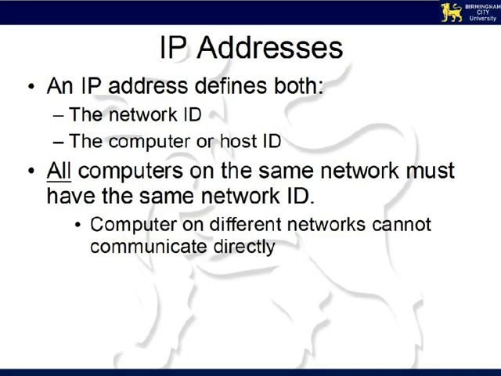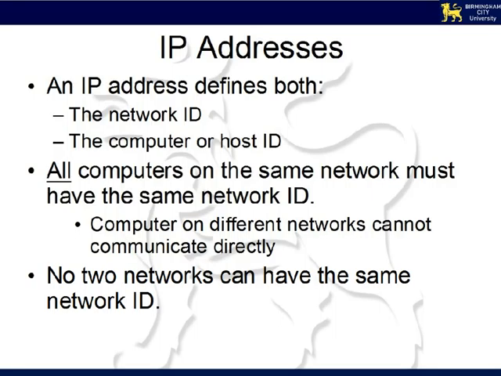So the reason why this is important is that all computers on the same network must have the same network address. If they do not have the same network address, they cannot directly communicate with each other. They must communicate via a correctly configured router. Therefore, if you have the correct network address, communication will occur. Incorrect network address, the computers won't be able to talk to each other.